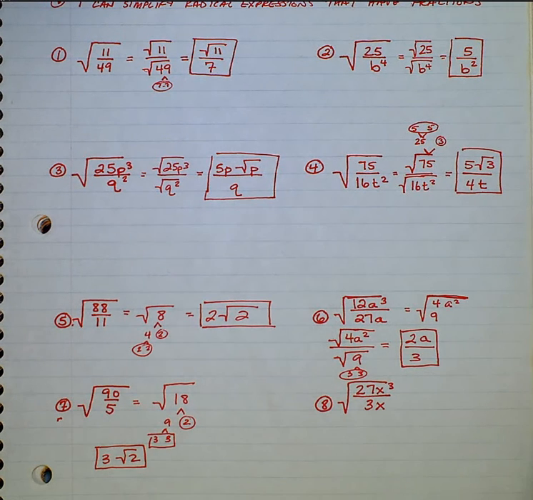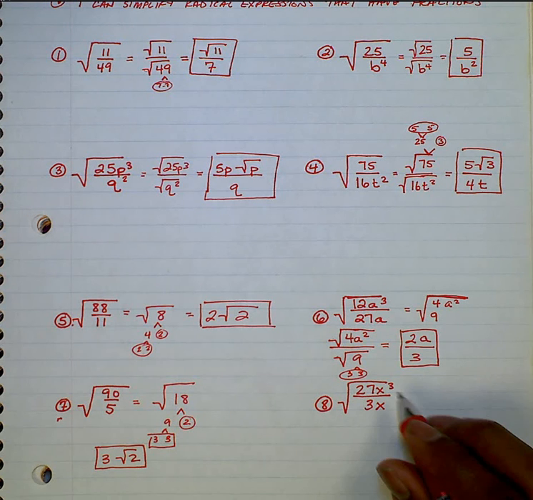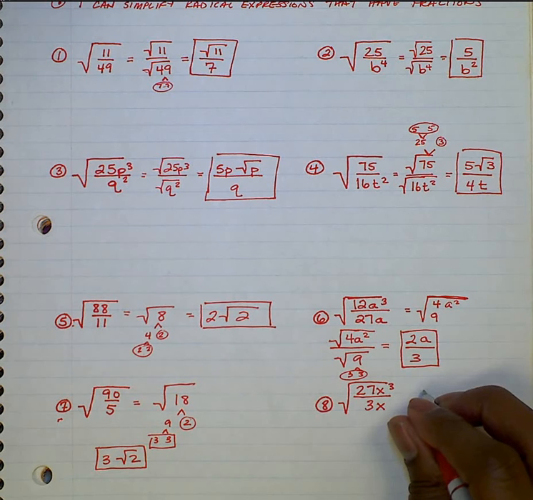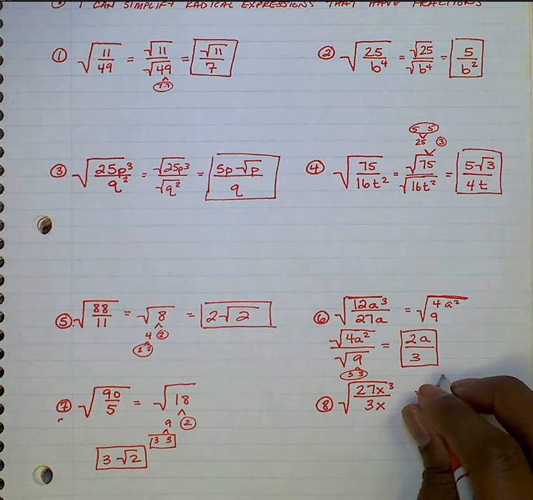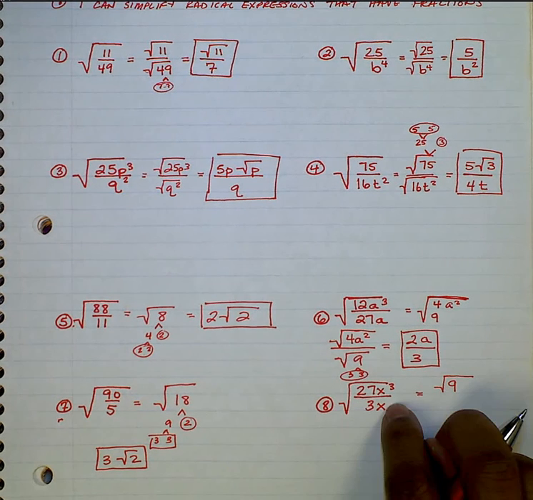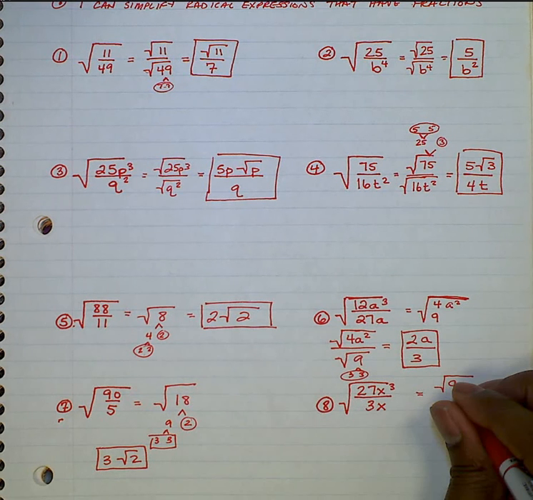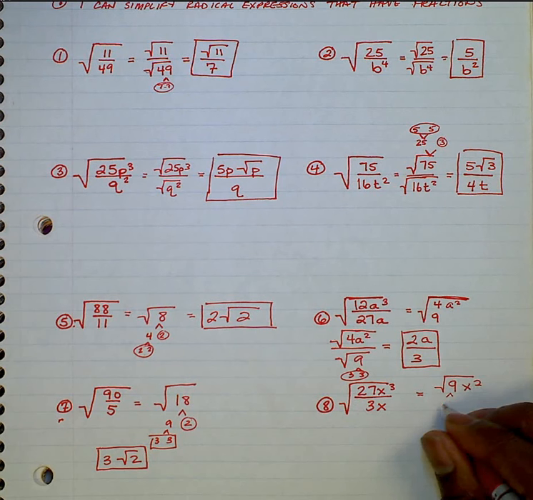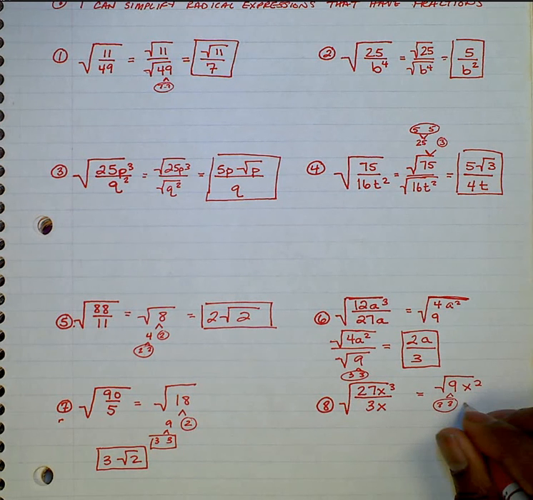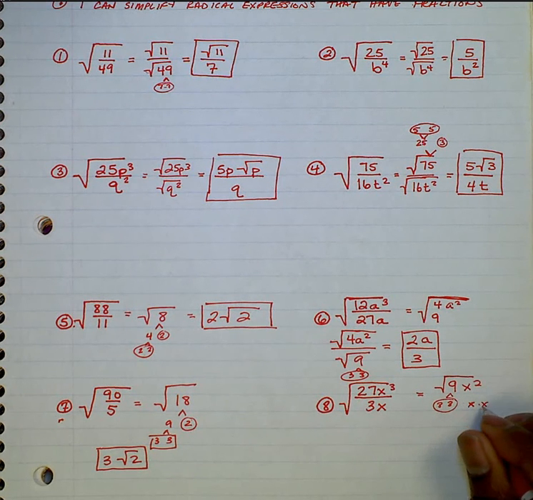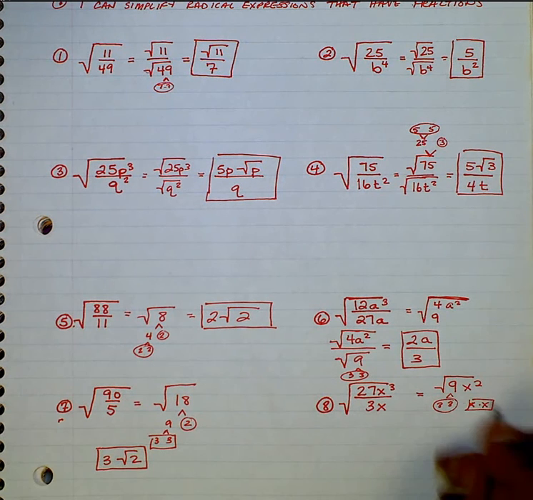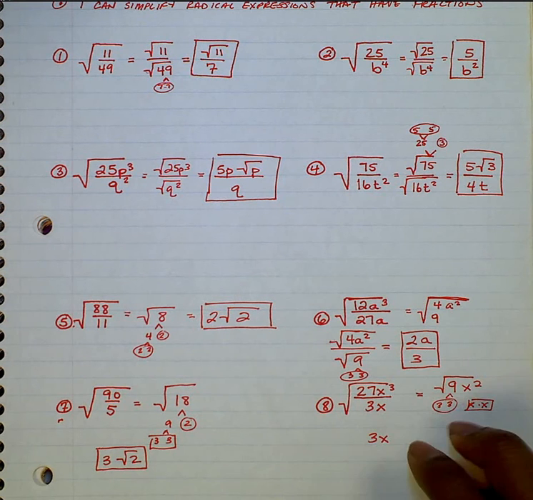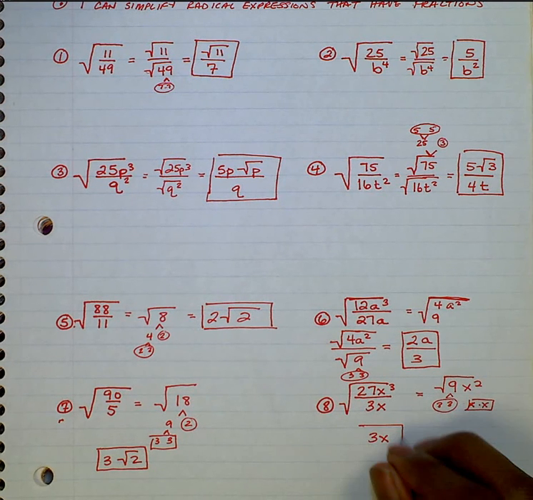And number 8, I do the same thing. Okay, 27 and 3. That simplifies to give me 9. X cubed divided by x simplifies to give me x squared. I break this down. X times x. I have a pair of 3's, a pair of x's. So on the outside I have a 3, I have x, there's nothing left for the inside, so here's my answer.